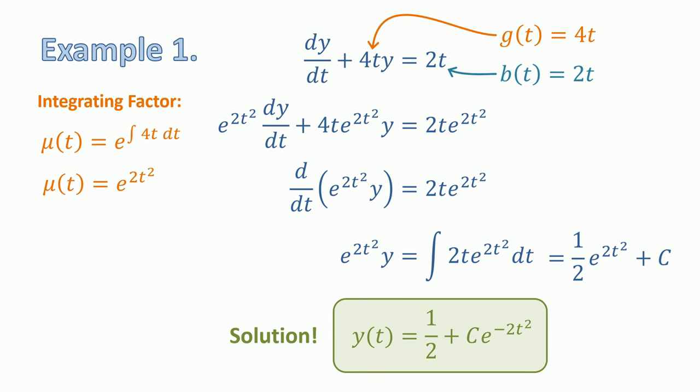You should check this solution by computing its derivative and substituting back into the differential equation. For another example, consider dy/dt plus 4ty equals 2. Notice that this differential equation is nearly the same as in our last example, but now the right side is just 2 rather than 2t.